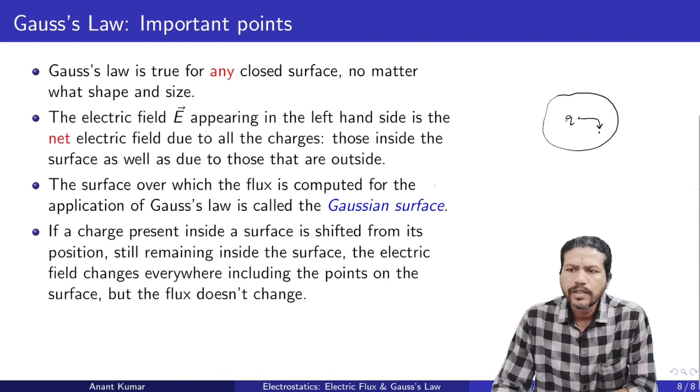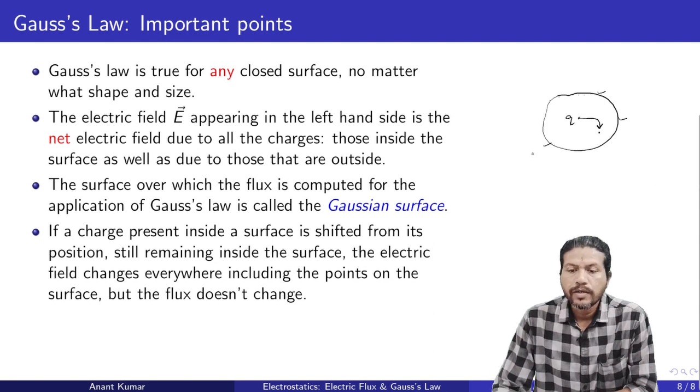So now the point is that, with this movement of the charge from one location to the other location, the electric field has changed everywhere. Everywhere implies at every point of space, including those points which lie on this Gaussian surface. So the electric field has changed at every point on this particular surface. It has changed over here, over here, or here.